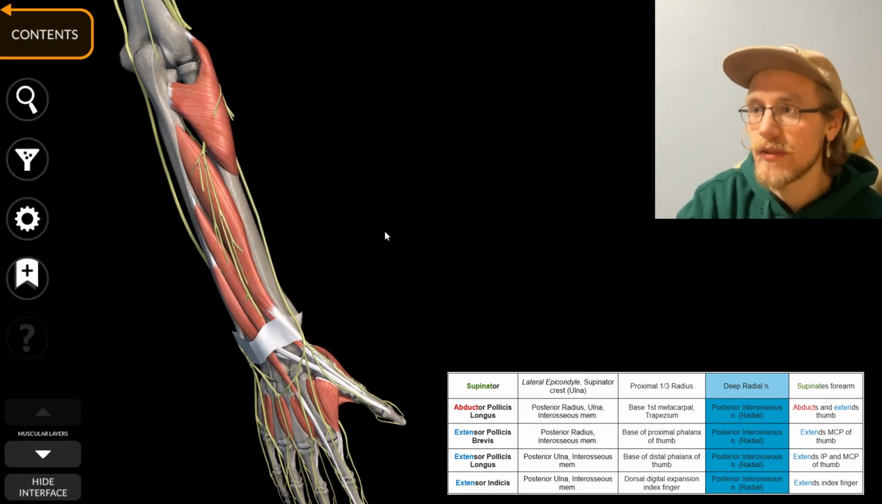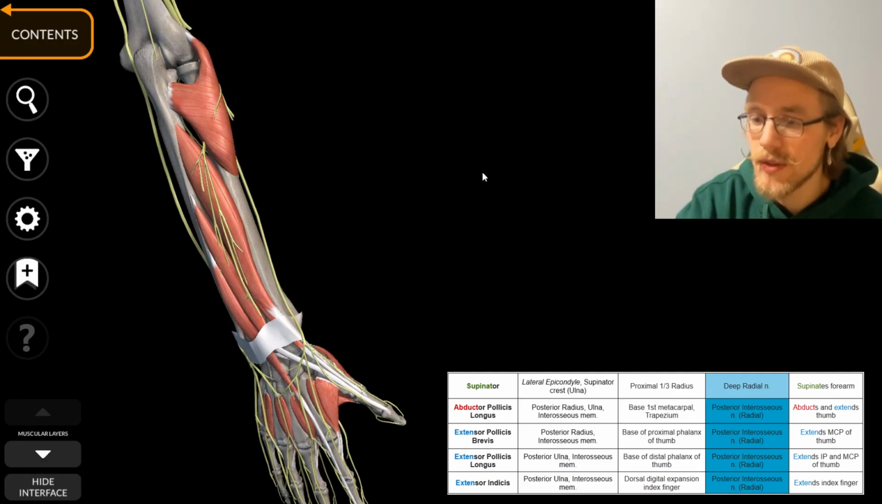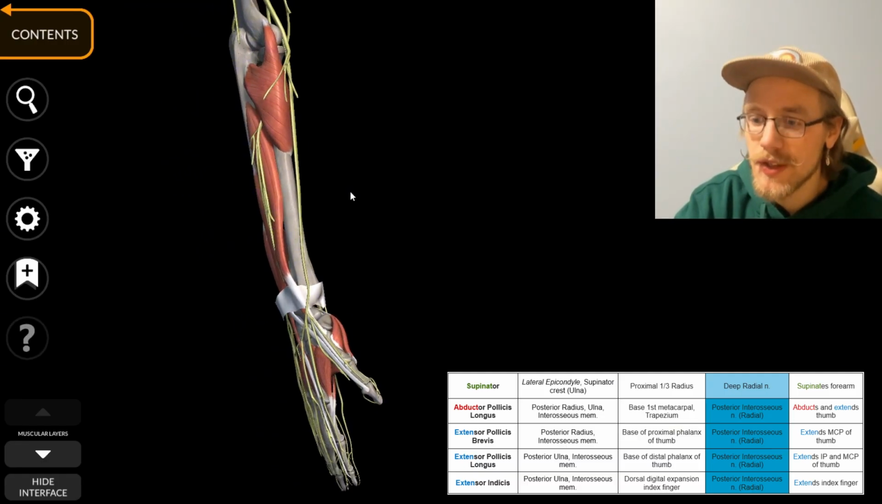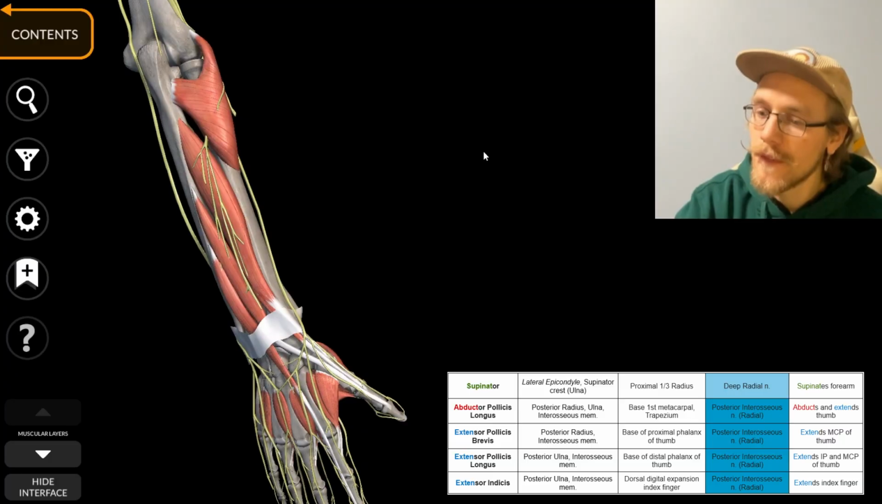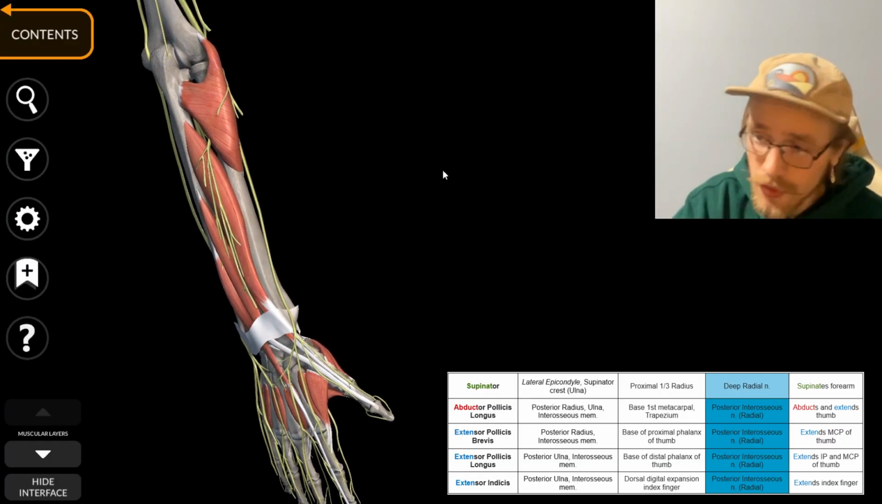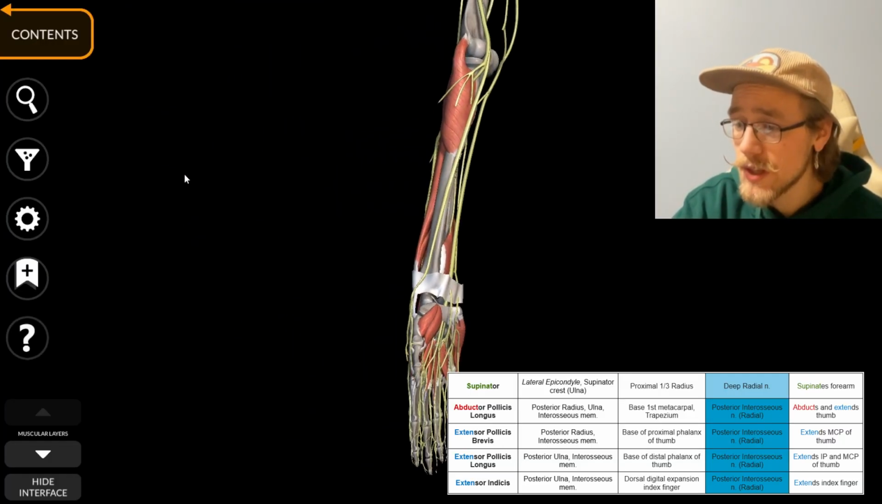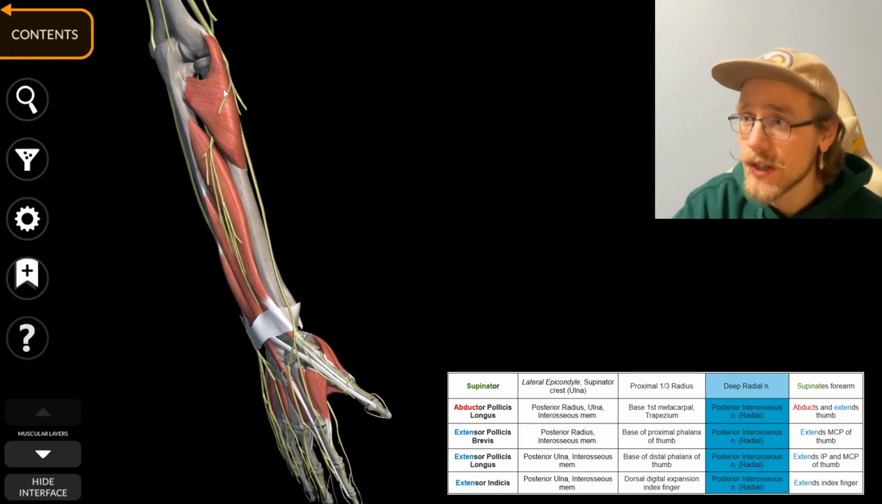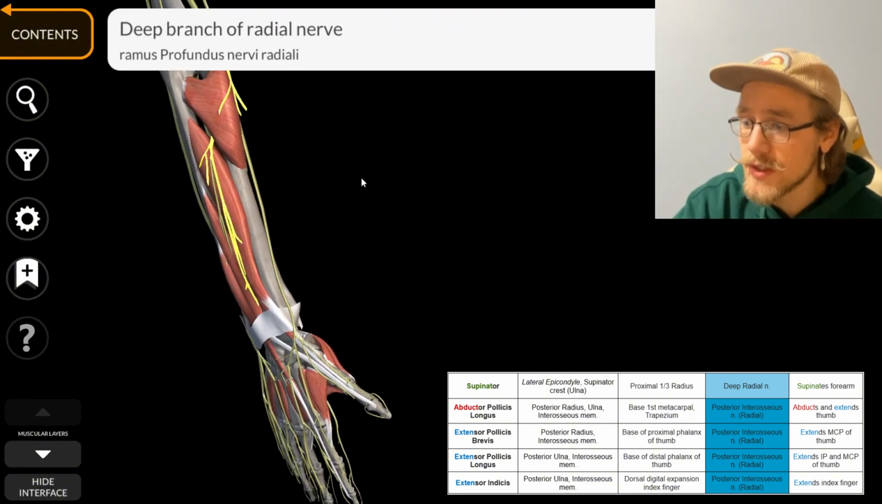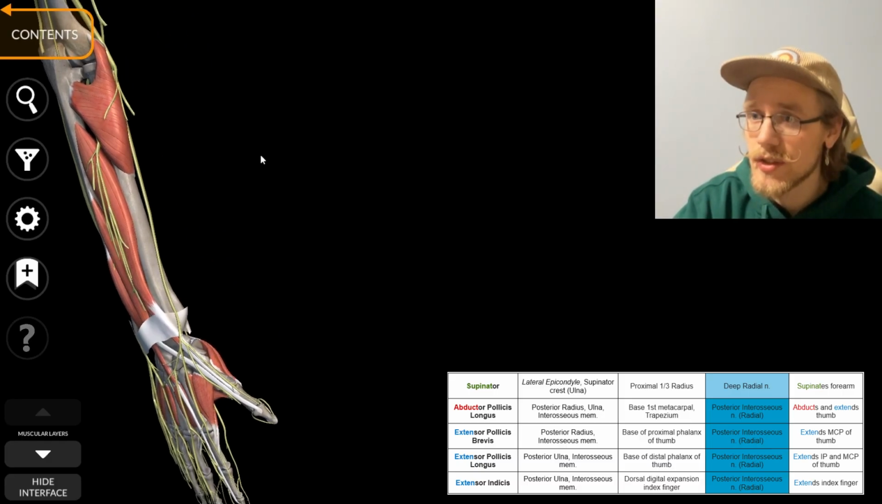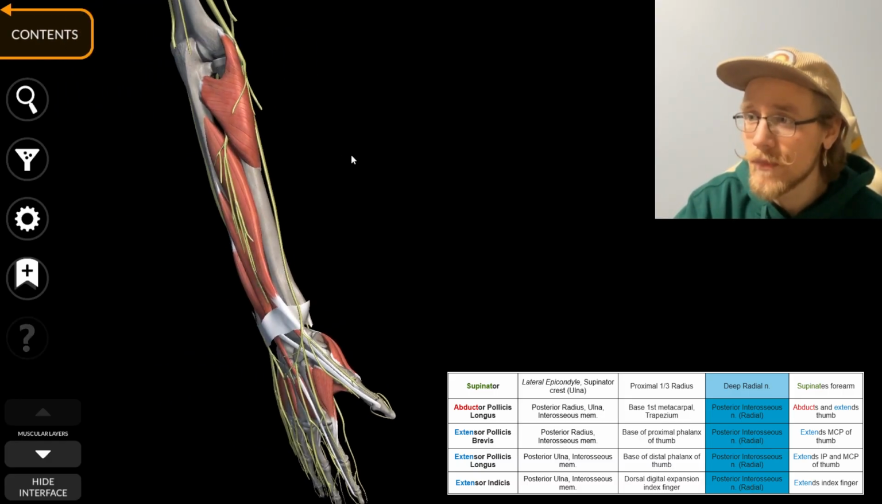Alright, the first thing we have here is our supinator, first thing in the posterior deep forearm. It's going to come from the lateral epicondyle and the supinator crest on the ulna. It's going to go to the proximal third of the radius, and it will be innervated by the deep radial nerve that we can see right there. And its action is going to be to supinate the forearm.